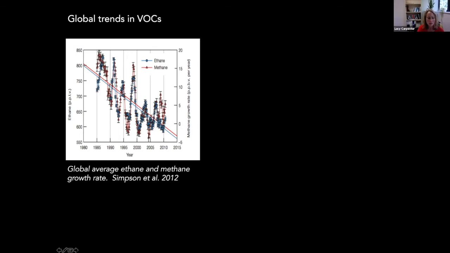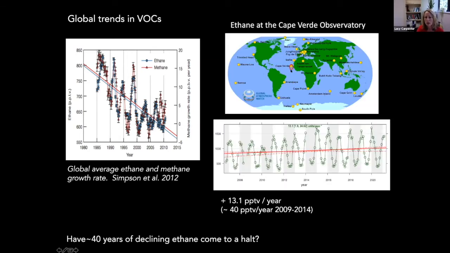However, when we started measuring ethane at the Cape Verde Observatory, we started measuring actually in 2006. And you can see that over time, particularly between around 2006 to around 2015 or 16, there's a strong increase in ethane. Even over that whole period, there's an increase of 13 ppt per year of ethane, and 40 over that particular 5-year period. So it seems that the 40 years of declining ethane have actually come to a halt.